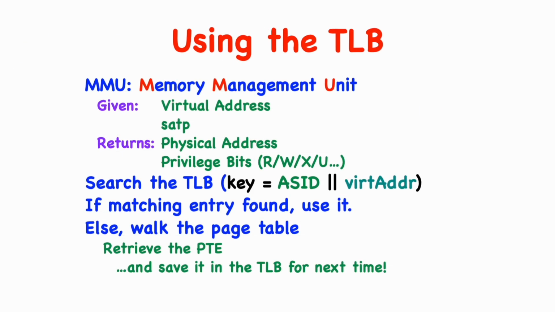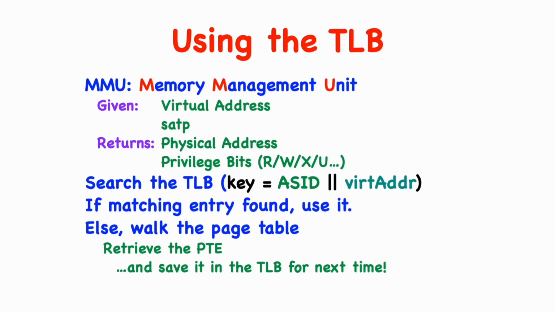The MMU, or Memory Management Unit, is the part of the core that manages the translation Lookaside buffer and performs a walk of the page table tree if needed. The MMU is given a virtual address and the current SATP, from which it can extract the current address space identifier and the address of the root node of the page table. The memory management unit will return the physical address and the associated privilege bits, which are later used to determine if an exception must be triggered.